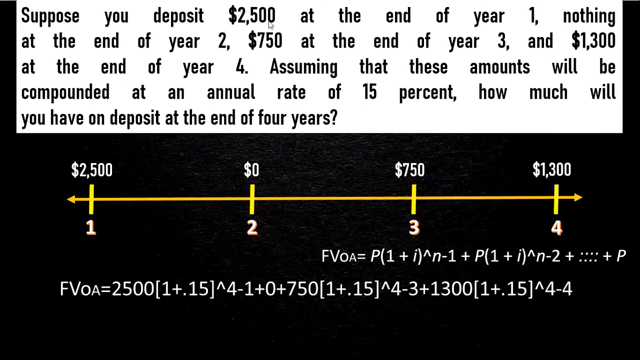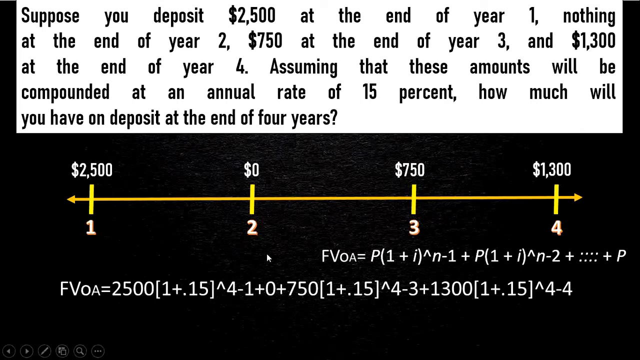So according to the formula, let's do the math. The first year's payment is 2,500. Look at this graph, you don't need to look at the question right now. From this graph we can do the math according to the formula. So 2,500 is the first deposit amount multiplied by 1 plus I, or you can say 1 plus R. Both refer to the interest rate. So here the interest rate is 15%. So 1 plus 0.15 to the power n, n is 4 years, minus 1.